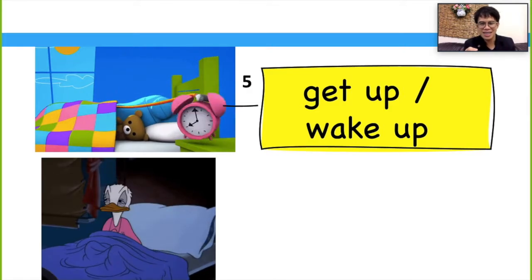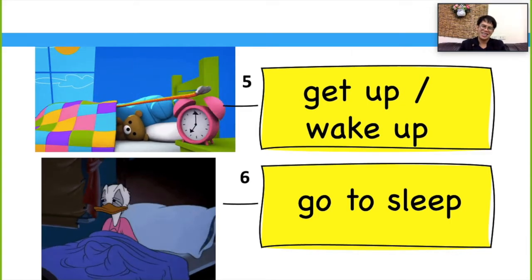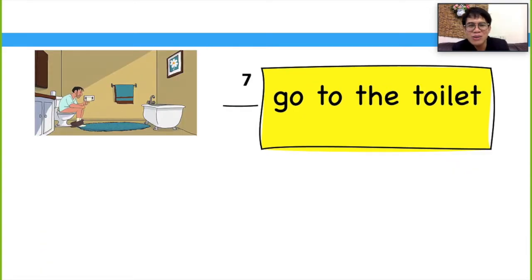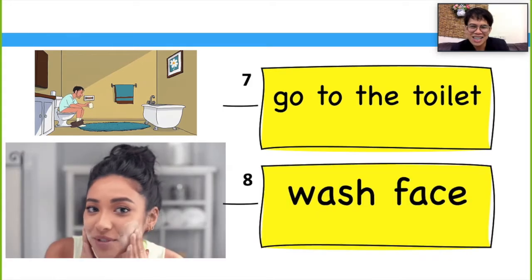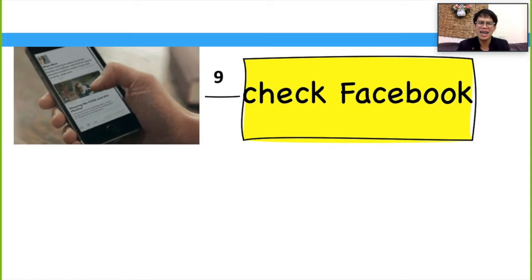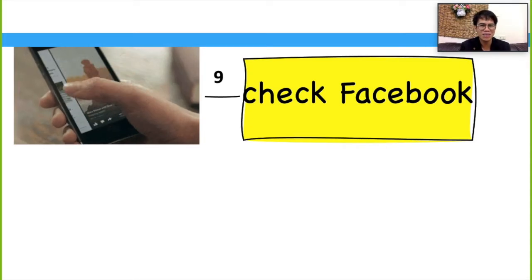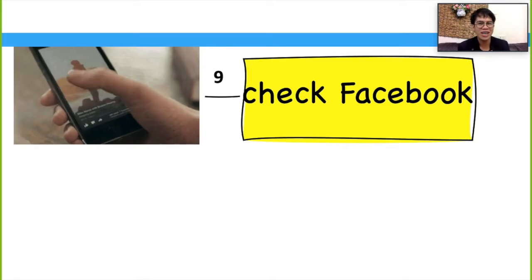So this is go to sleep. Go to sleep. Okay. Number 7, go to the toilet. And number 8, wash face. Okay. Number 9, I think you always do this. You check the Facebook. Okay. Check Facebook.